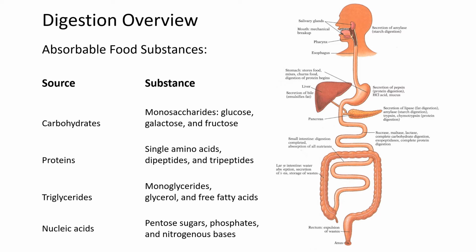Triglycerides are going to be broken down into monoglycerides, which are a glycerol molecule with one fatty acid attached, and also into individual glycerol molecules and individual fatty acids. And nucleic acids, they're really quite easy to break down. They're quite delicate molecules. They're going to be broken down mainly in the small intestine into their individual parts.